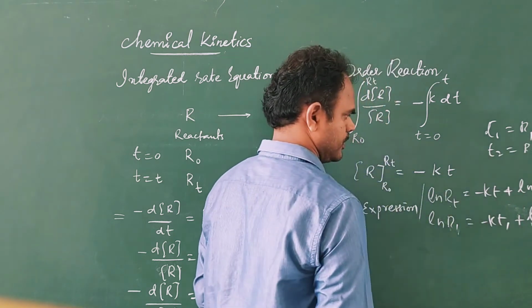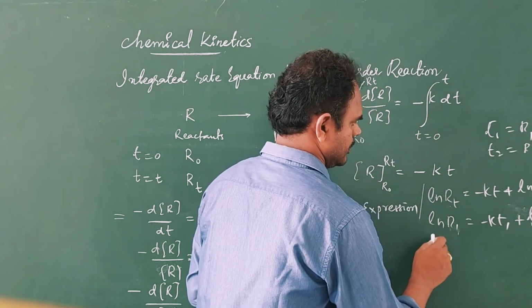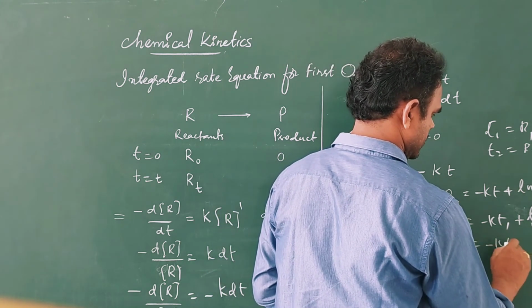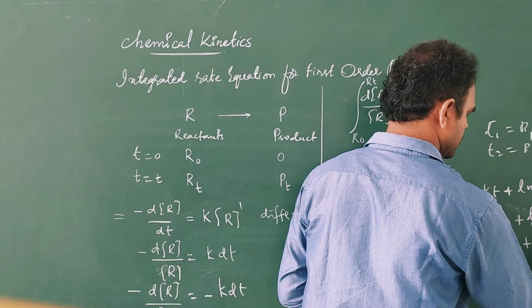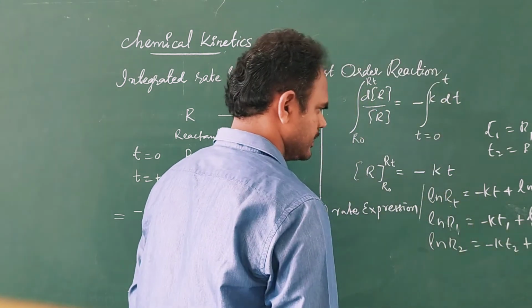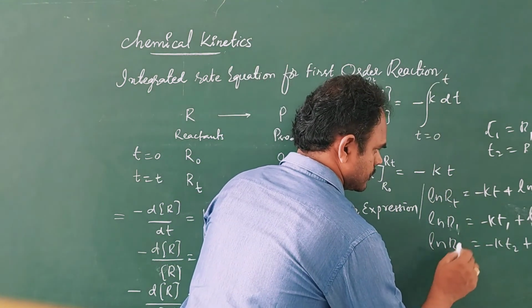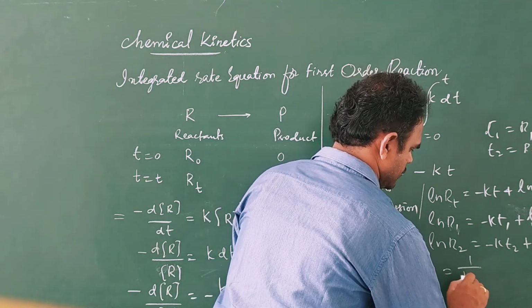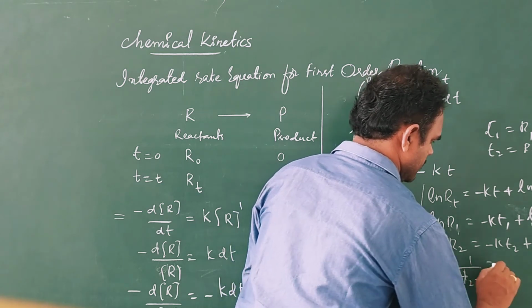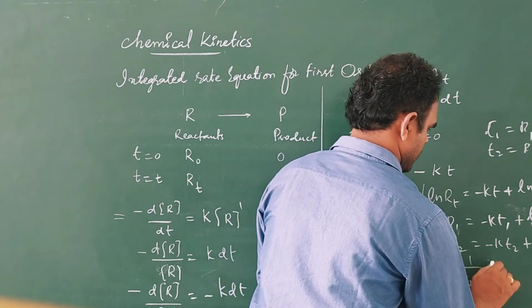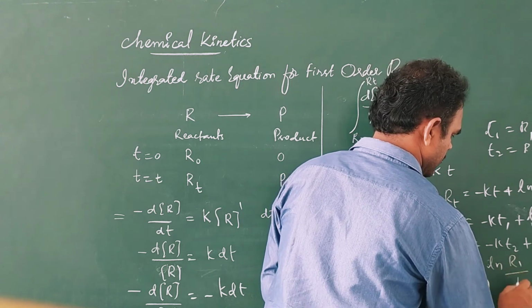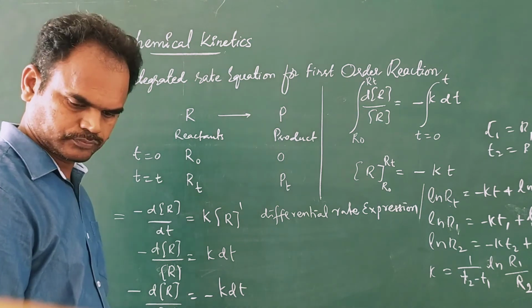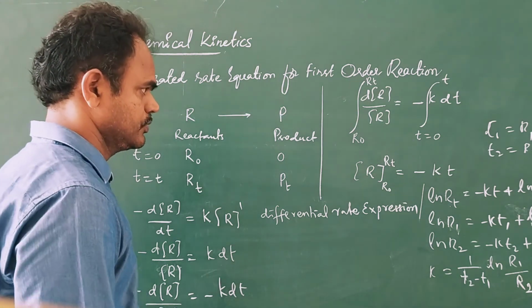At t2 time it will be r2: ln r2 equal to minus k t2 plus ln r0. Then we can get the equation k is equal to 1 upon t2 minus t1, ln r1 upon r2. This is the equation we will get from this.